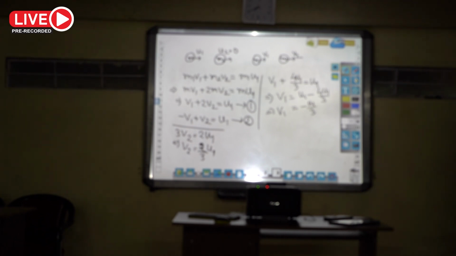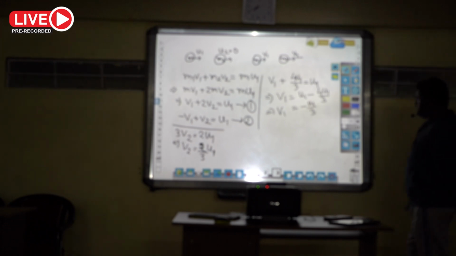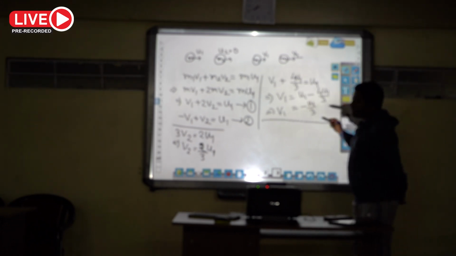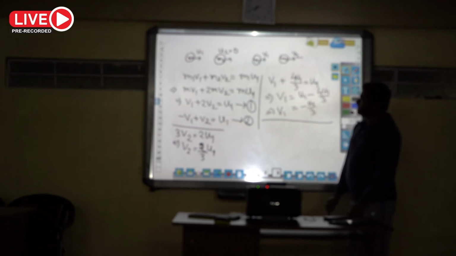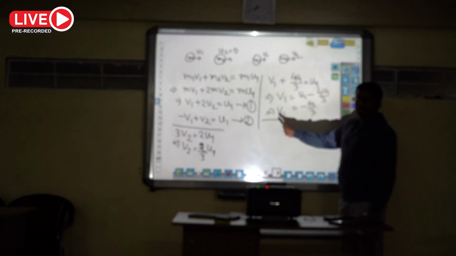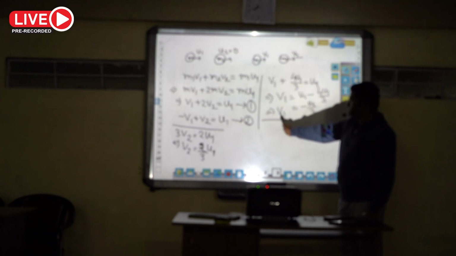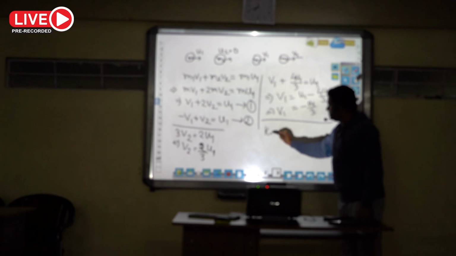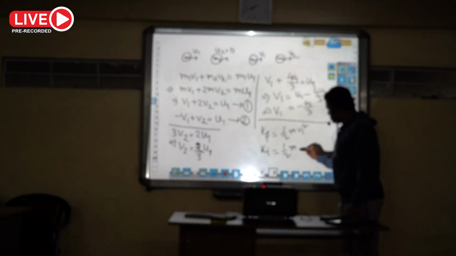Now which quantity is asked in the question? To calculate the loss in kinetic energy by the neutron. So what is the final kinetic energy of the neutron? Half m1 v1 square. So the final kinetic energy of the neutron is half m1 u1 square by 9.